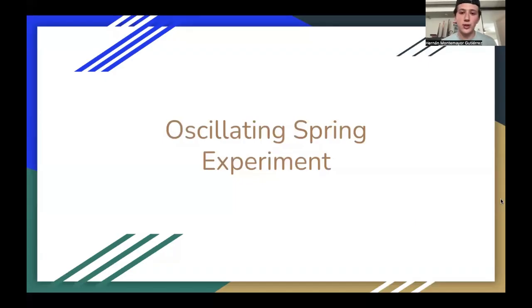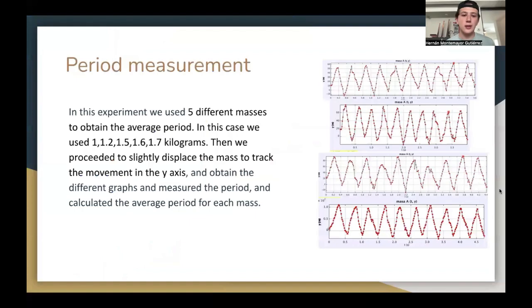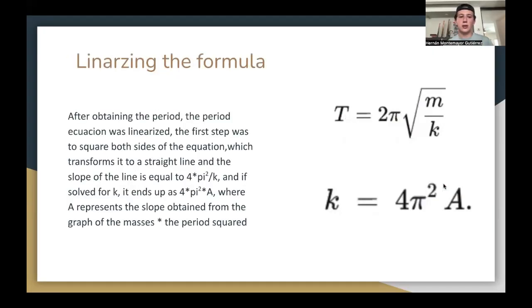The third and final experiment was the oscillation spring experiment, which basically consists of 5 different masses that we as a team decided to use to obtain the average period. In this case, we use different masses: 1 kilogram, 1.2, 1.5, 1.6, and 1.7. Then we proceeded to slightly displace the mass to track the movement in the y-axis and obtain the different graphs you see at the right of the screen. Then we measured the period, which is the time difference between each spike, and we averaged it to get an average period for each mass.